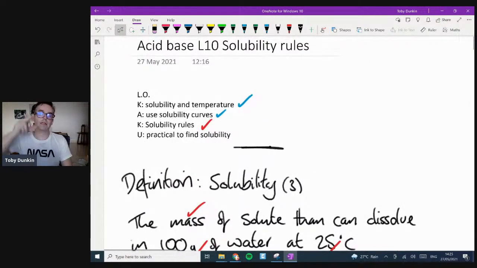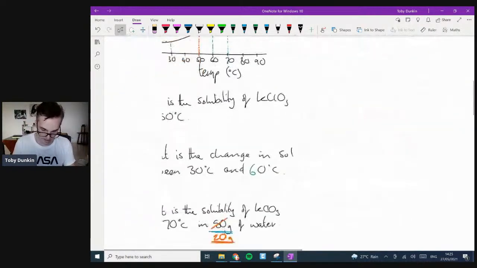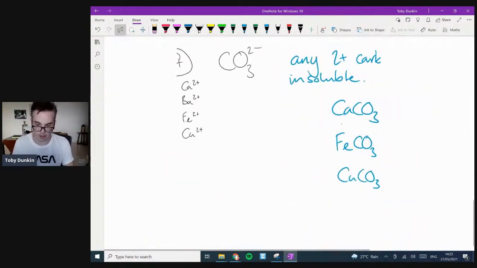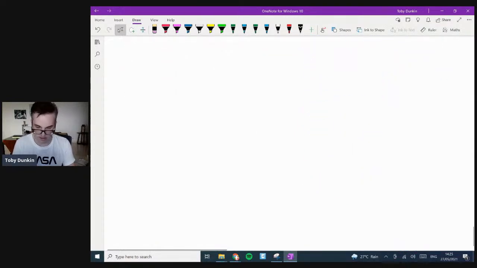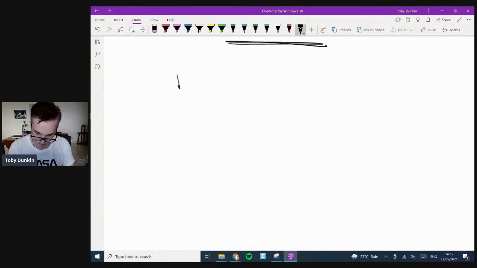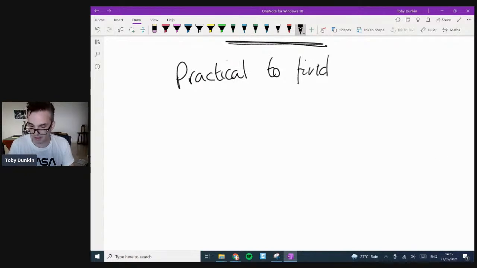Right. Practical to find solubility. So the first thing is, let's put this into an exam question and look at some of these insolubles. Can you just underline that, please, and put practical to find solubility.